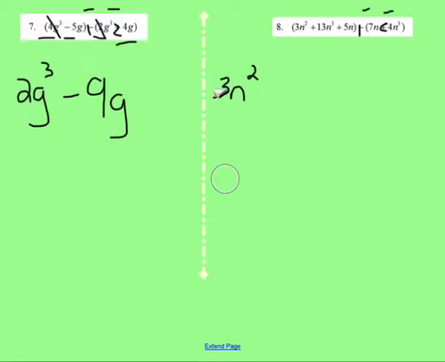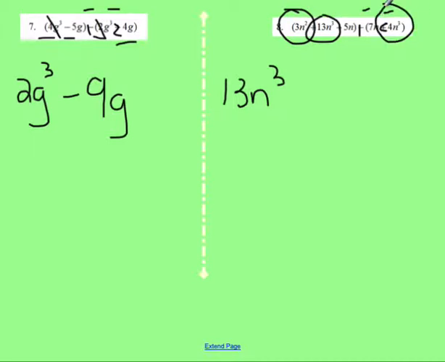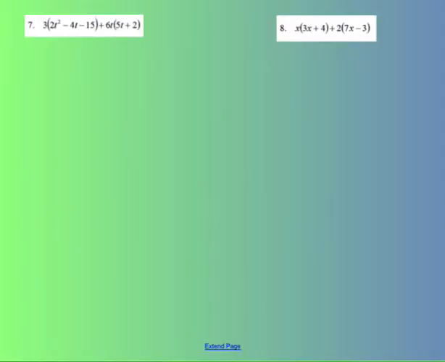Okay, so for it to be in standard form, your exponents need to be going in descending order. So the largest exponent is this 13n cubed here. So that's going to come first, 13n cubed. And then we have 3n squared minus 4n squared. When you subtract those, you're just going to end up with a negative 1n squared. You do not have to write that 1 coefficient. And then lastly, after that, is negative 5n. Okay? Next, let's take a look at our next rule.